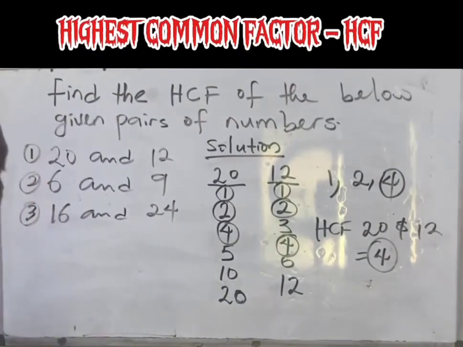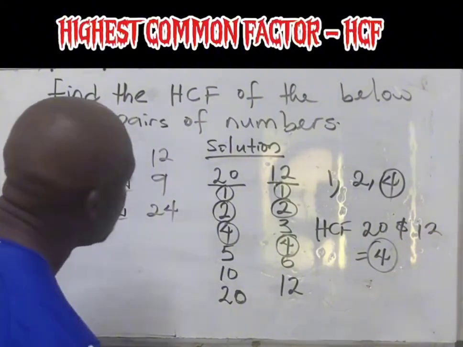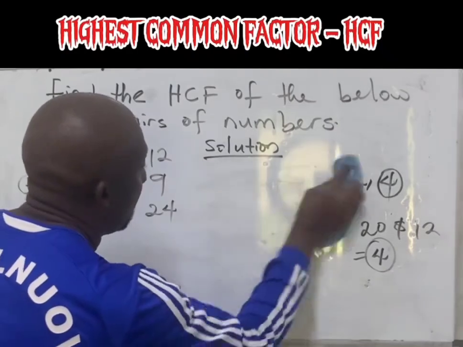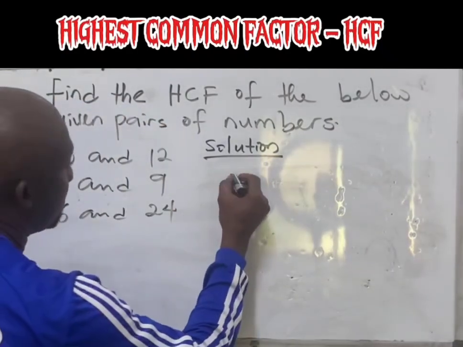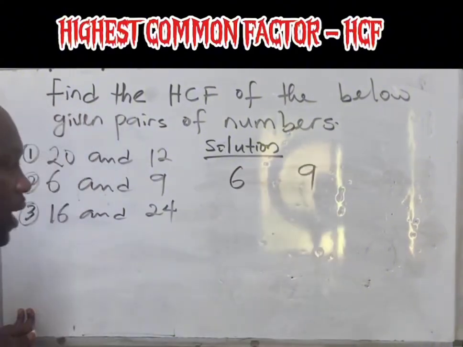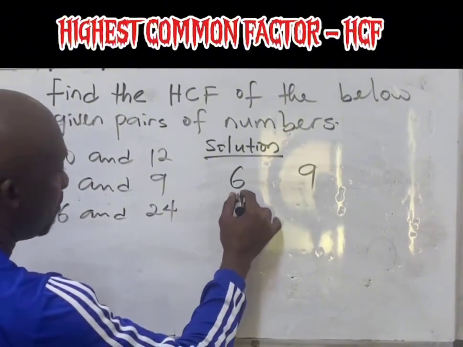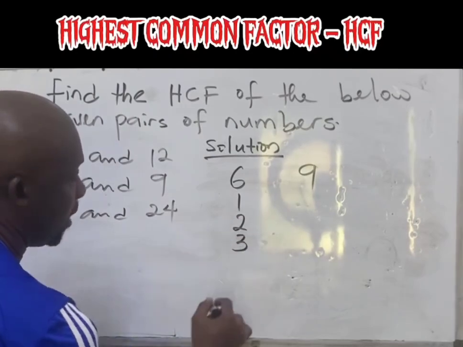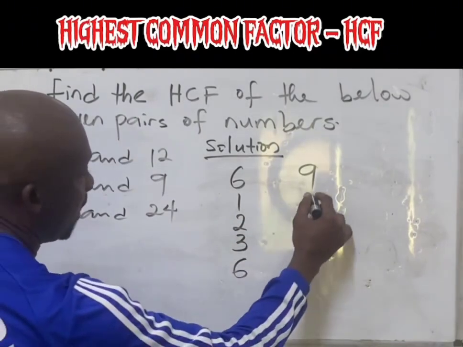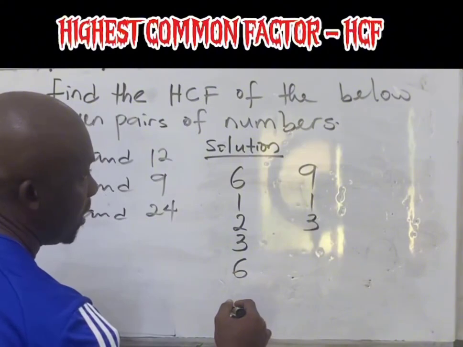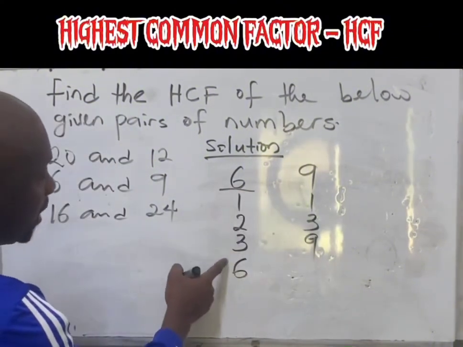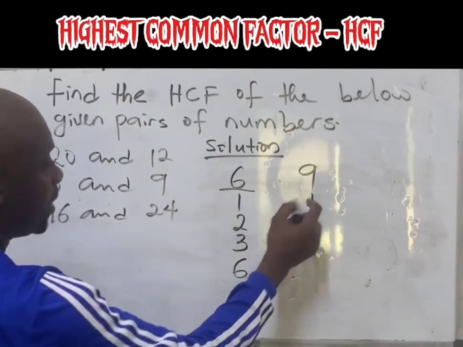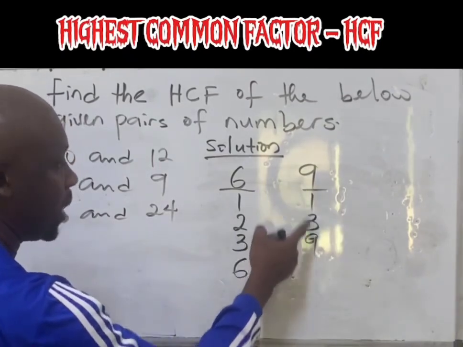All right, so let's take the second example. We have 6 and 9. What are the numbers that can divide 6 without a remainder? We have 1, 2, 3, and 6. For 9, we have 1, 3, and 9. So for 6, we have 1, 2, 3, and 6, and for 9, we have 1, 3, and 9 that can divide 9 without a remainder.